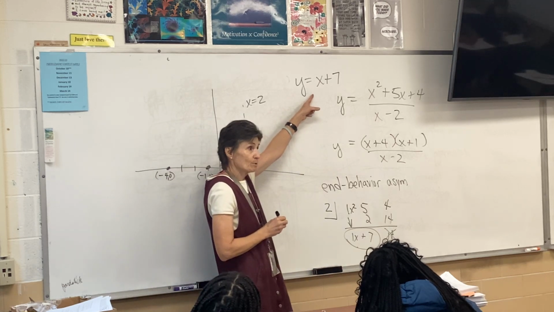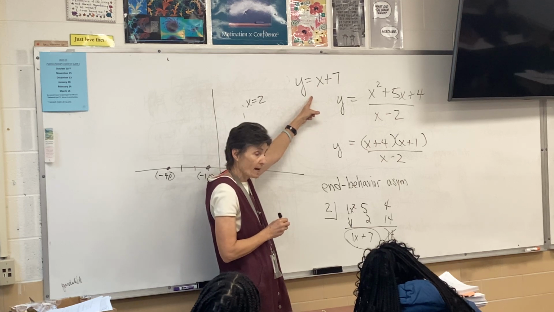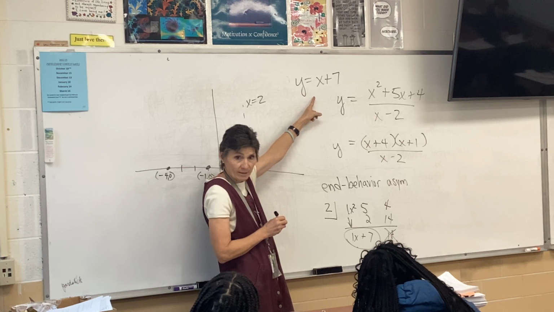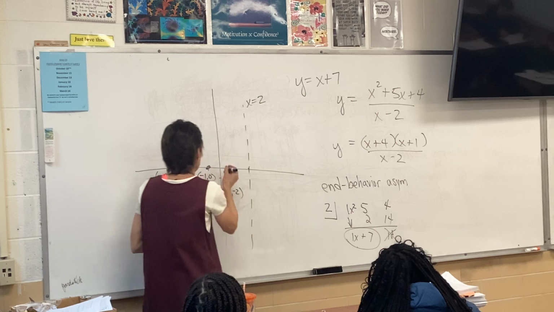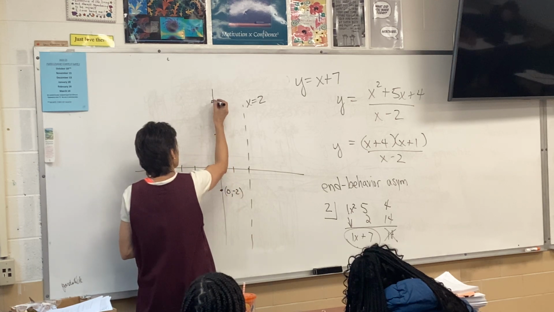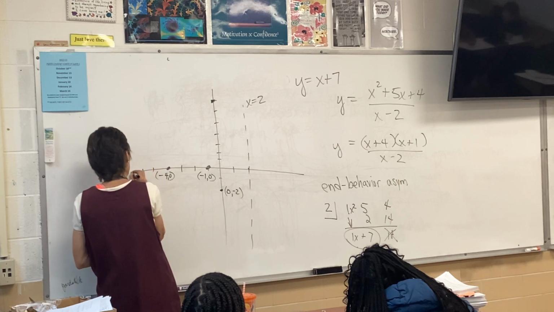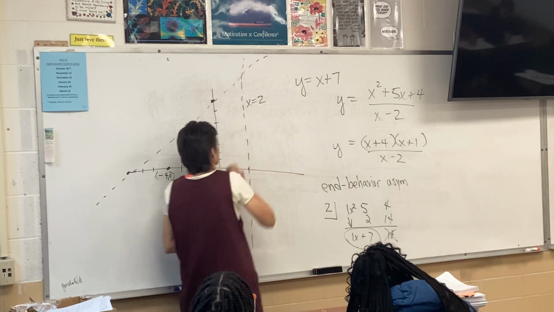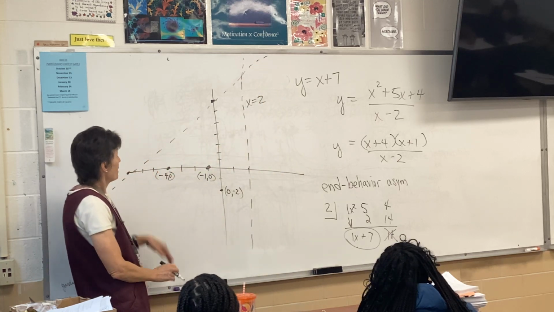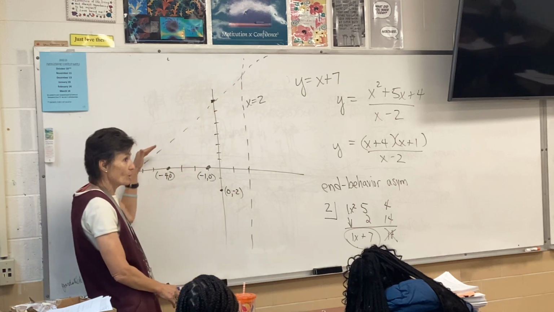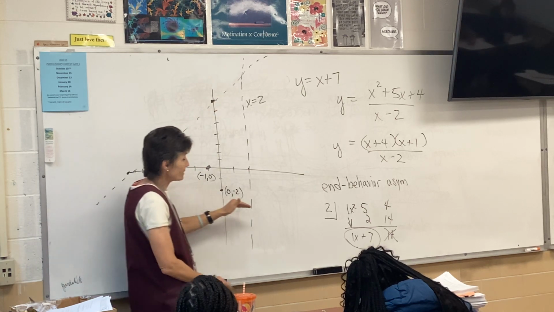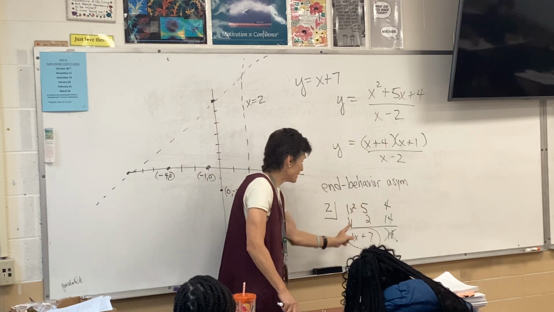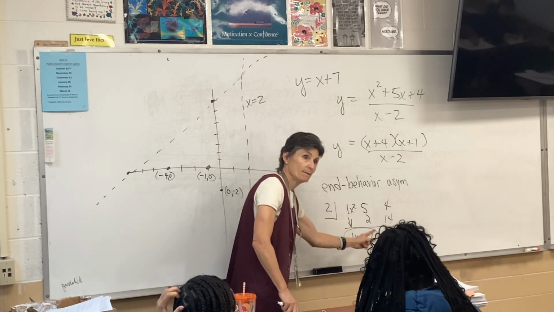So what does this asymptote look like? It is not a horizontal line. What is it? It has a slope of 1 and a y-intercept of 7. So 1, 2, 3, 4, 5, 6, 7. And a slope of 1. There's my end behavior asymptote. So to find it, I literally divided. That's it, I divided. Ignored the remainder and took the quotient. That's my end behavior asymptote.